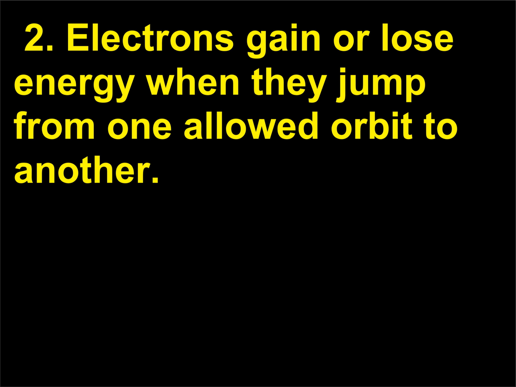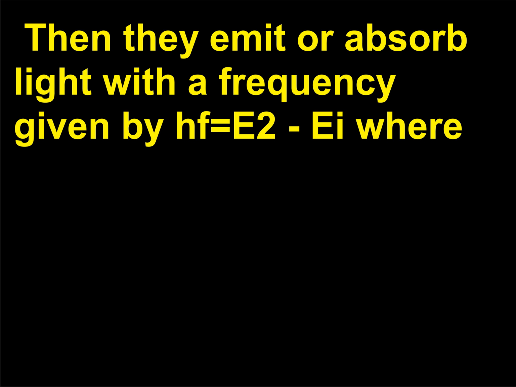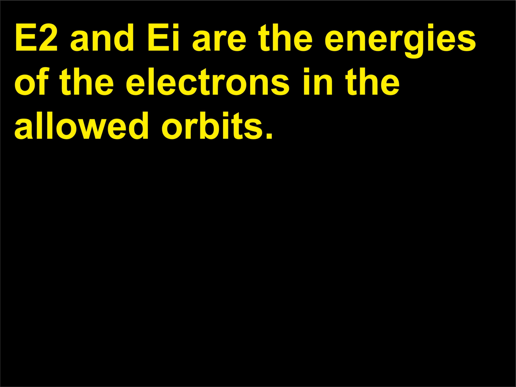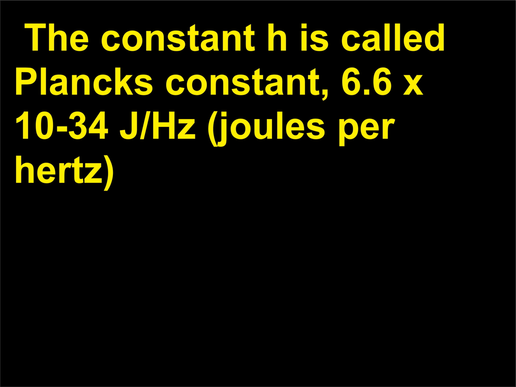2. Electrons gain or lose energy when they jump from one allowed orbit to another. Then they emit or absorb light with a frequency given by hf equals E2 minus E1, where E2 and E1 are the energies of the electrons in the allowed orbits. The constant h is called Planck's constant, 6.6 x 10^-34 J/Hz, joules per Hertz.